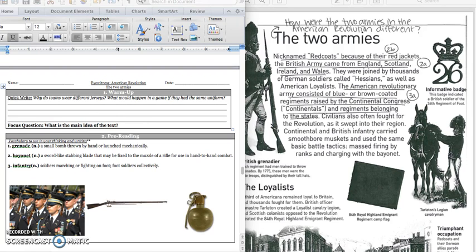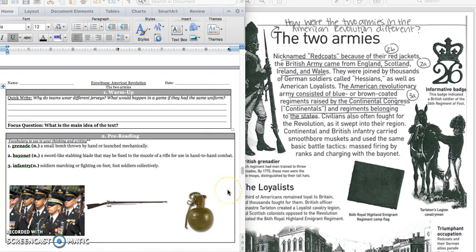So before we get started, you have a quick write. It says, why do teams wear different jerseys? What would happen in a game if they had the same uniform? Press pause to write down your answer and play when you're ready for the focus question. It says, what is the main idea of the text? And remember, we are going to ask our how or why question about the title to be able to find that main idea.